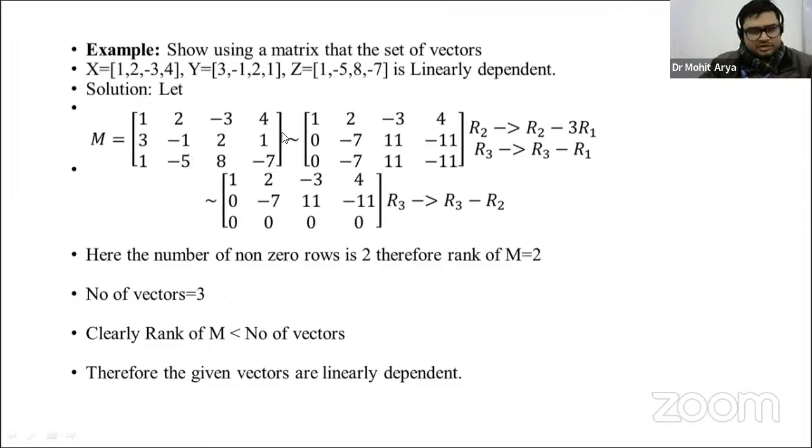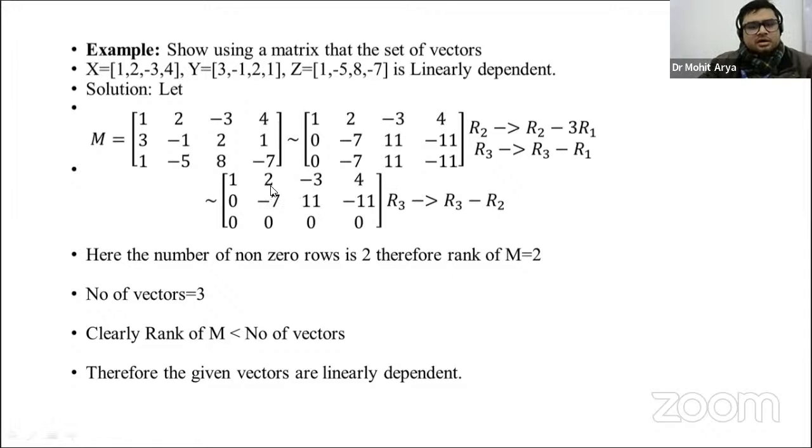We will apply some operations to find the rank of this matrix. The operation applied here is that we change R2, the second row, such that each element of the second row has 3 times R1 subtracted from it. Similarly, we apply the operation to R3 and get the modified matrix. Okay, this is the transformed matrix by using the elementary row transformation method. Similarly, we again apply elementary row transformations and we get our desired matrix.